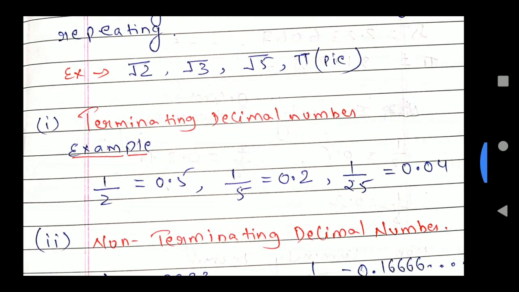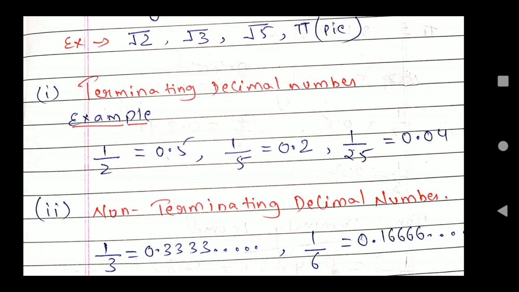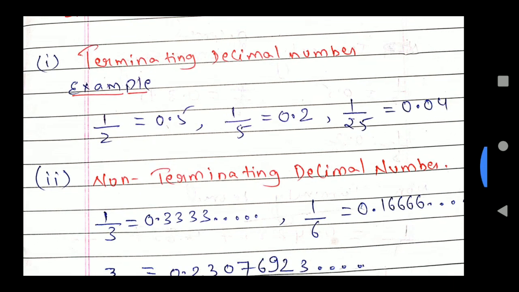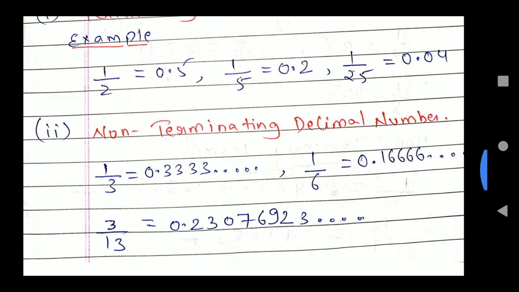Next is the non-terminating decimal number. It means the number does not terminate, meaning the remainder will not become 0. In a terminating decimal number, the remainder is 0, but in a non-terminating decimal number, the remainder will never be 0. See some examples. 1 upon 3: if we divide 1 by 3, we get 0.333 and so on up to infinity.